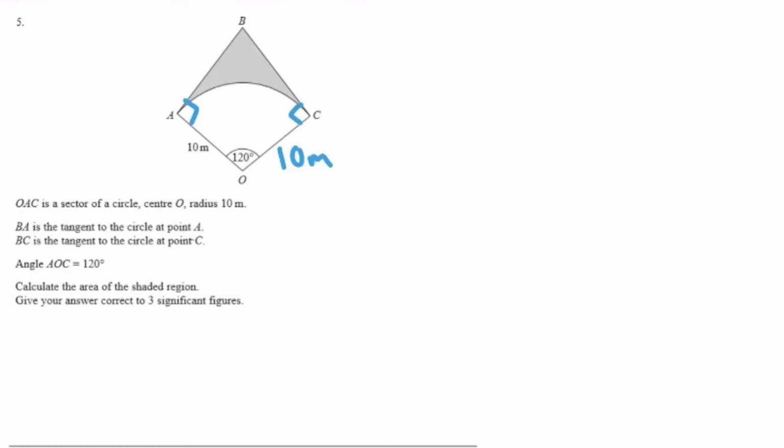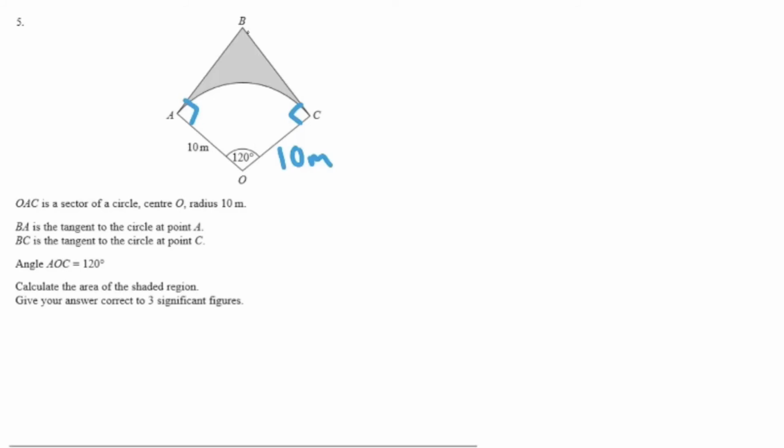of the shaded region. So if we can get the area of the entire quadrilateral, get the area of the sector, we can then take them away from each other to get that shaded region. Problem is, how do we get the area of this quadrilateral? It's not a square, it's not a rectangle. We can't just do 10 times 10. We'll have to find some other way.